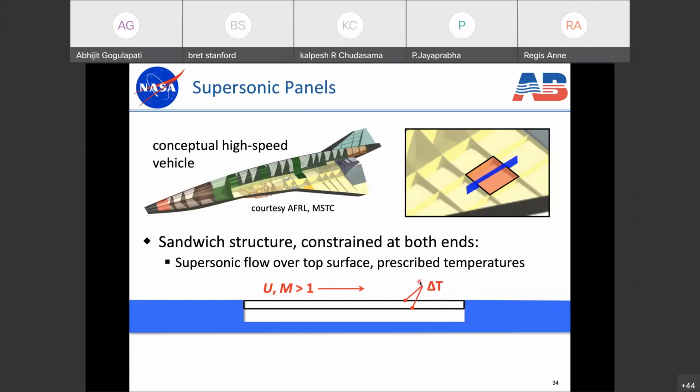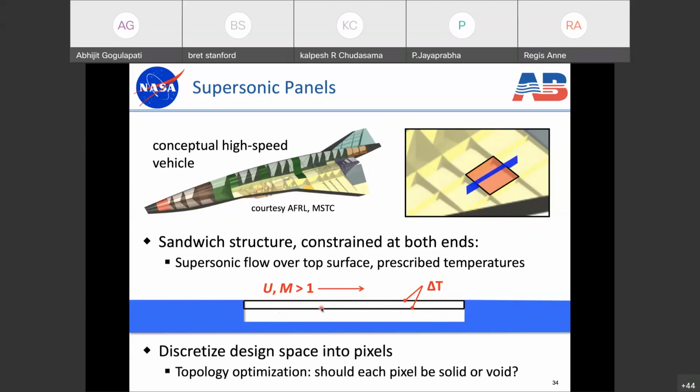We have supersonic flow over the top surface of this panel, so the Mach number is greater than 1, and then we have some prescribed delta T, some prescribed temperature rise between the upper surface of the sandwich structure and the lower surface of the sandwich structure. And the idea is that we want to see if we can use topology optimization as normal to take this design space, which is the space inside of the sandwich structure here, and discretize this design space into little finite elements, into little pixels, and then see if we can use SIMP-based ideas to find the optimal topology of the structure that will beneficially affect the failure boundaries that we typically encounter for supersonic flows.